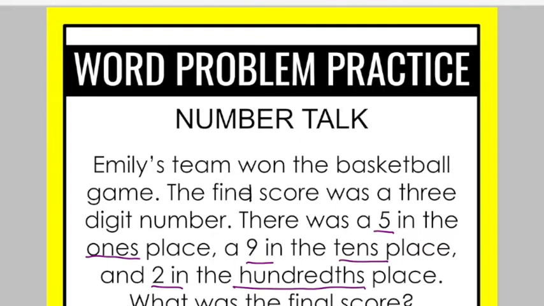Okay, so now that we've read it, we need to go and draw our picture. What I'm going to draw to help me out is my place value chart. I'm going to start with my hundreds, tens, ones, and then draw my lines. And now I can start solving it. I'm going to go through and read and find what number is in which place value. So there is a 5 in the ones place. I'm going to go to my ones and write a 5, a 9 in the tens, and a 2 in the hundreds. So I can see that my number is now 295.